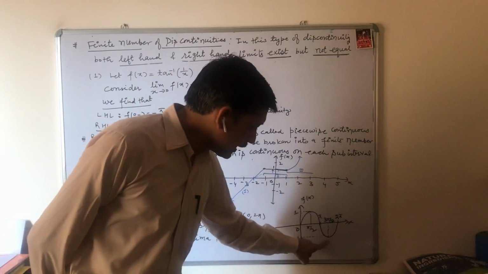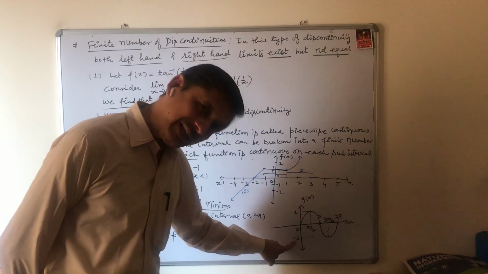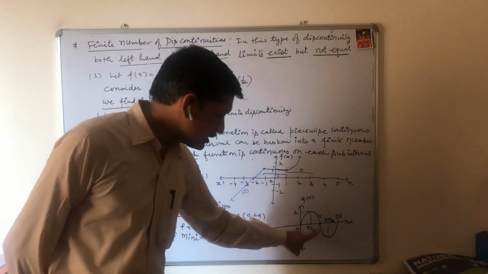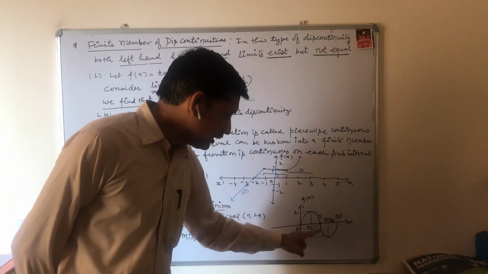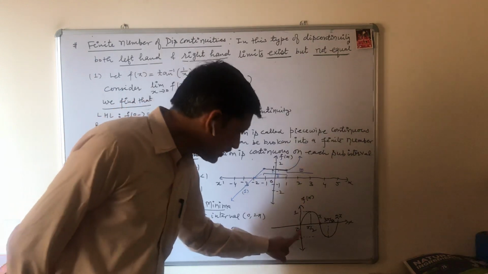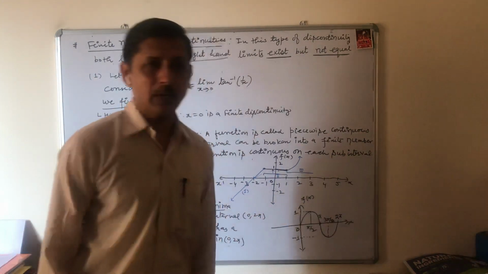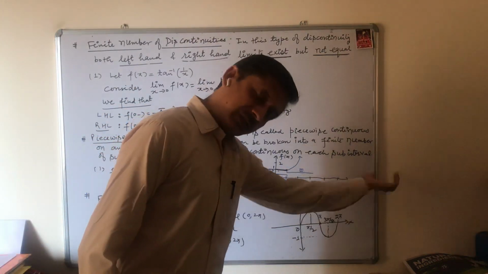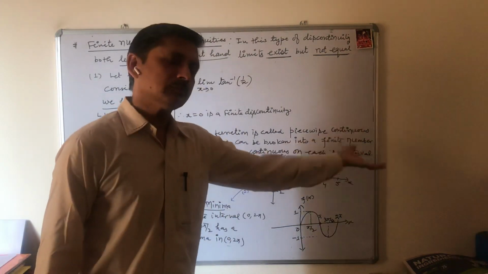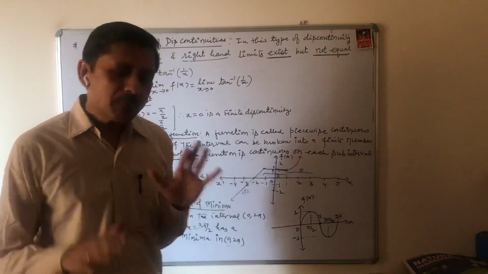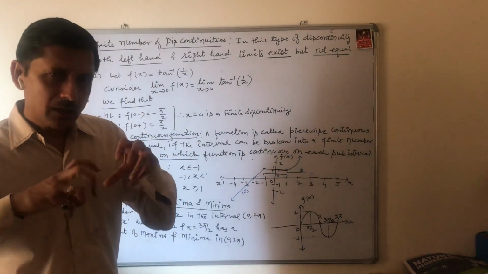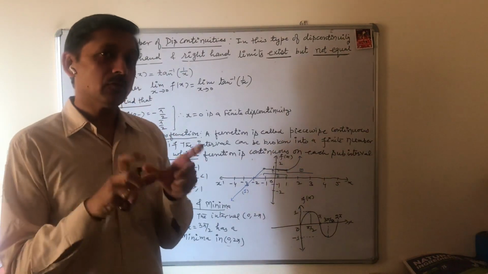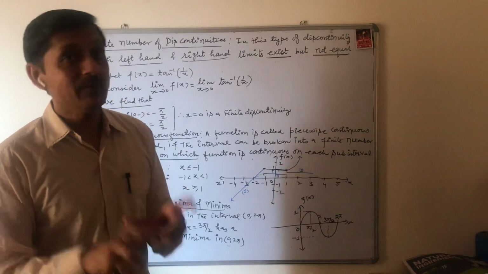And 3 pi by 2, it has what? Its minima value is -1. It means x is equal to 3 pi by 2. Its point of minima is in which interval? In the interval 0 to 2 pi. It's one period. Similarly, it can repeat its values from 2 pi to 4 pi, but we are focused on one interval, one period.